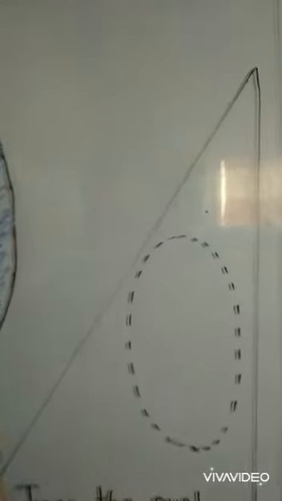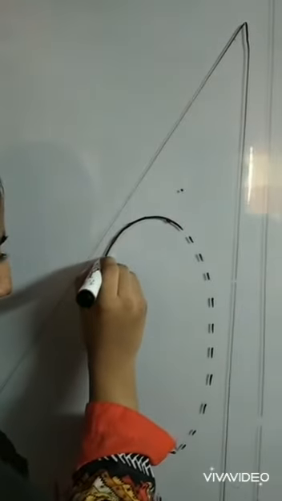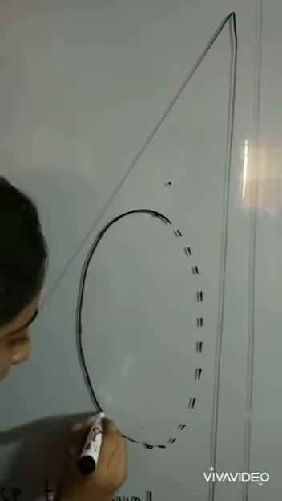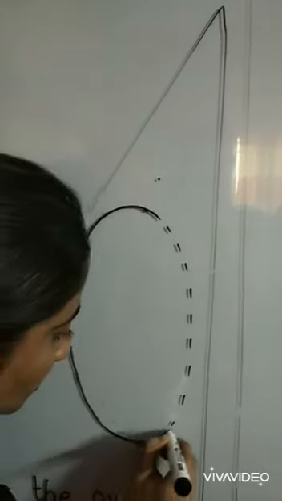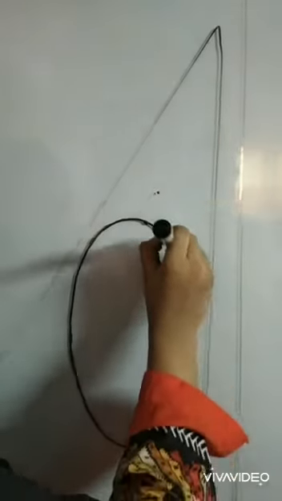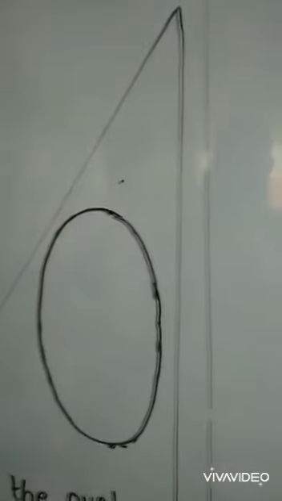Okay? Trace it neat and clean. Dot to dot. We are making oval. Which shape is this? Oval. Which shape is this, dear students? Oval. You have to trace in it.